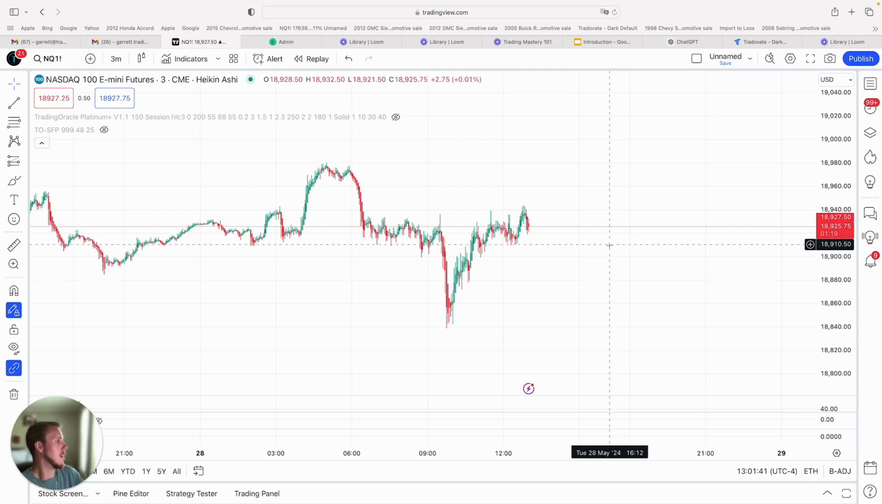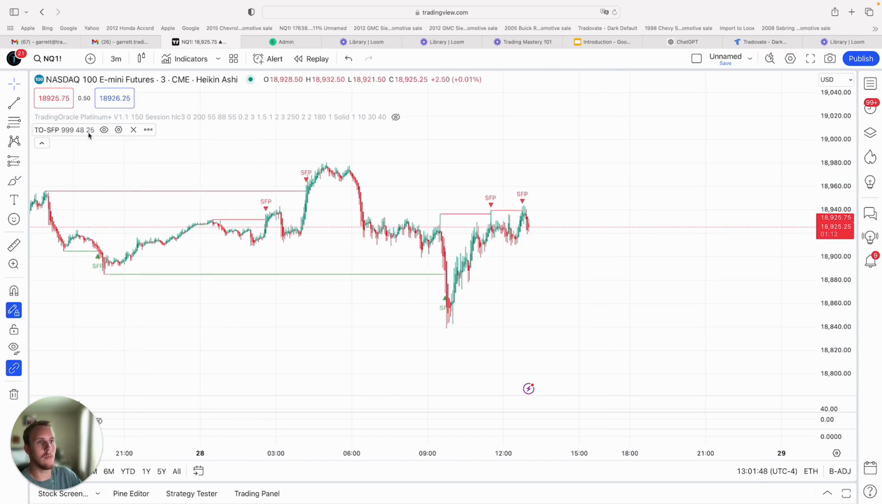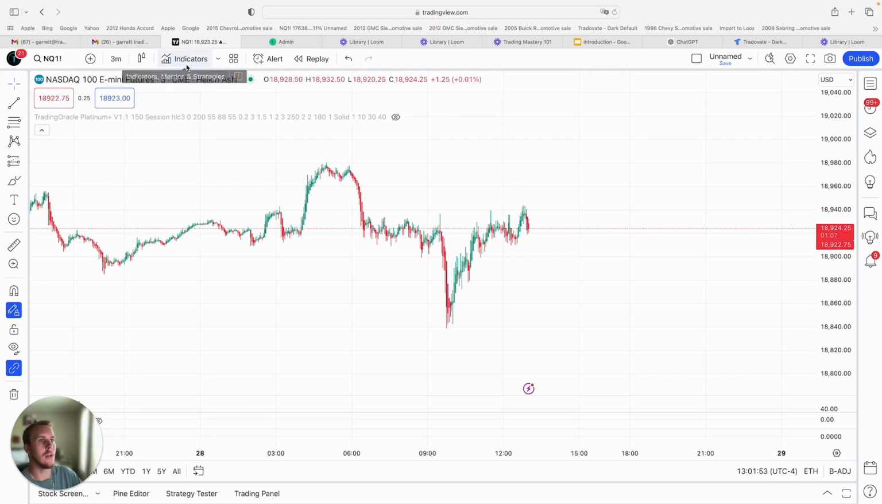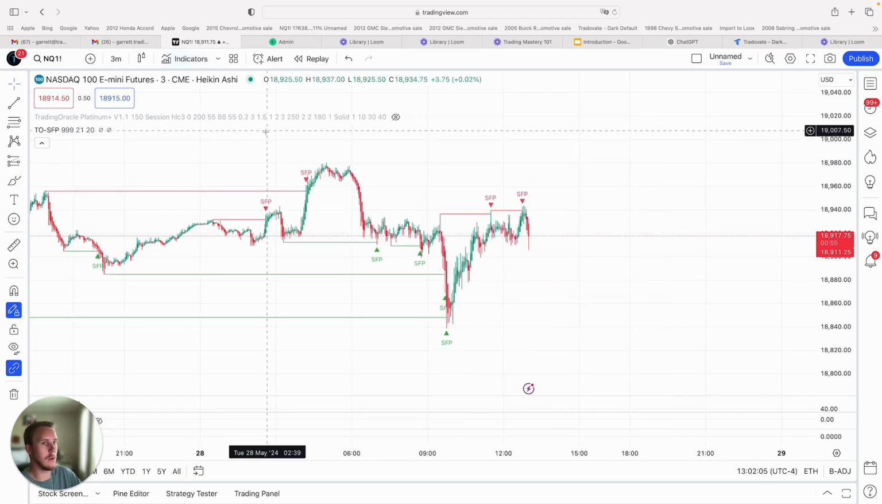So right now I'm going to go ahead and turn on the tool here. If you don't have it added, I'm actually going to remove it. If you don't have it added, you're just going to go down here. All of the Platinum Plus members should have this on their invite-only scripts. So you're basically just going to hit that, just like you do everything else.